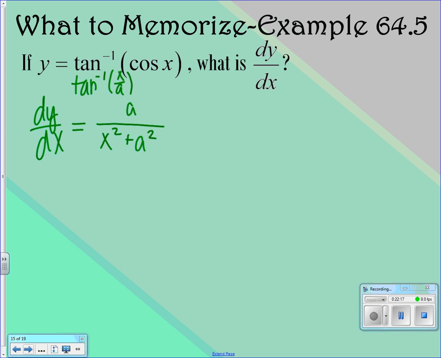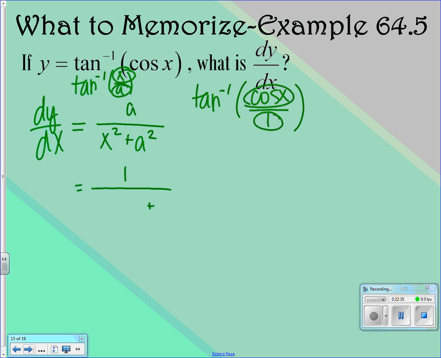On this one, we have the tangent inverse of cosine x over 1. So our x is actually cosine of x, and our a is 1. So we can say 1 for our a, plus 1 squared, which is still 1 for our a squared. And then we need to do x squared. Well, x is cosine, so it would be cosine squared x.